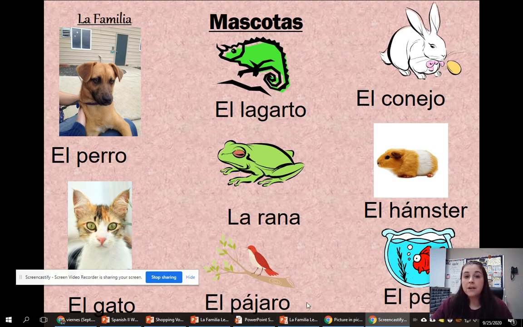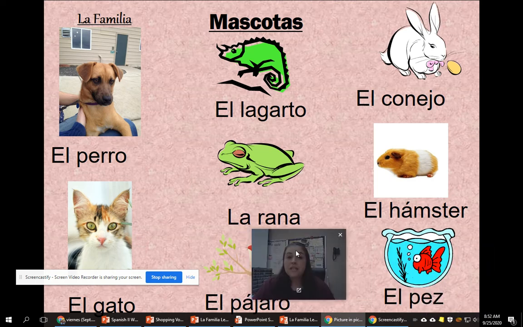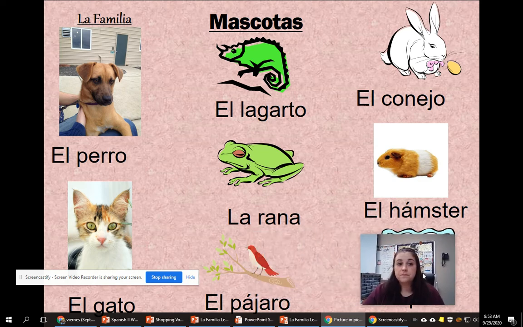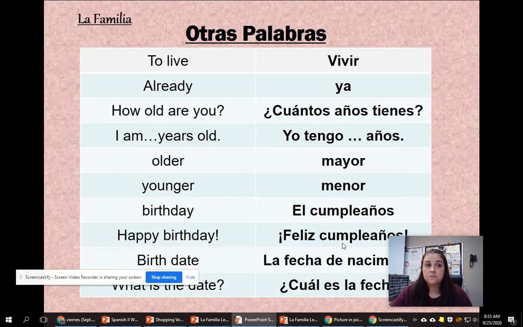Bird is el pájaro. And we use pájaro for birds that are pet birds. We have another word for bird, which is ave. And those are more like free flying birds. Rabbit or bunny is el conejo. Hamster is el ámster, spelled the same, but don't forget the accent and don't pronounce the H. And then last we have a fish is el pez. And el pez is a live living fish. There's another fish that we use for the fish that we eat, but if it's alive and it's a pet, el pez.